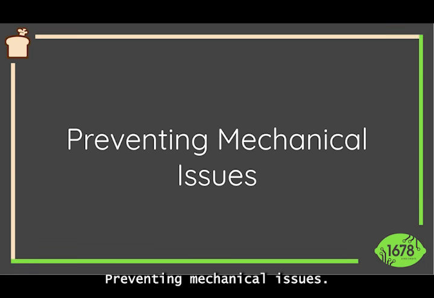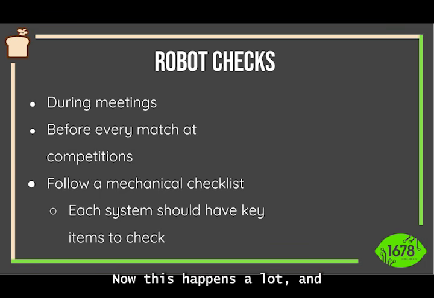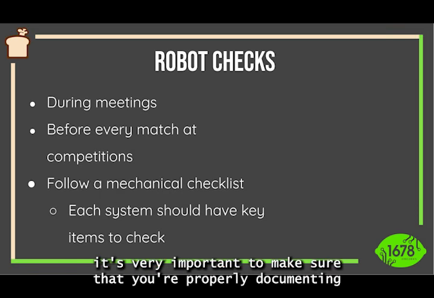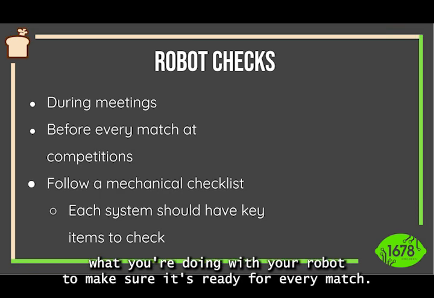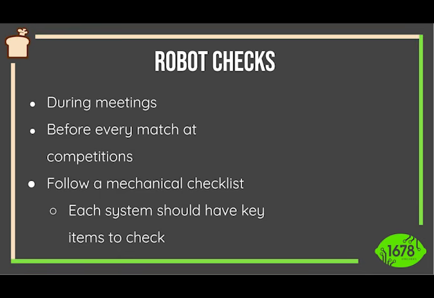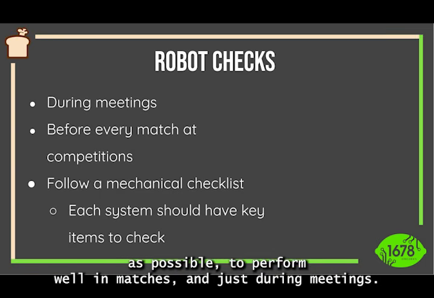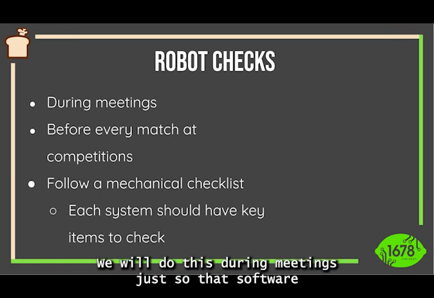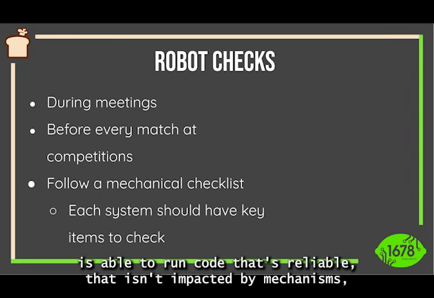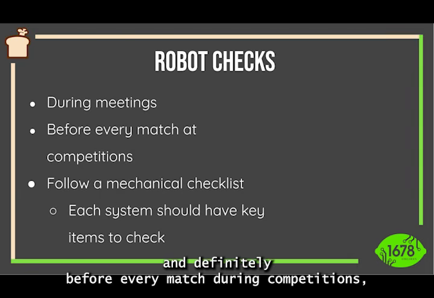Preventing mechanical issues. Next. Now, this happens a lot, and it's very important to make sure that you're properly documenting what you're doing with your robot to make sure that it's ready for every match. The goal for mechanical checks is to have the robot as physically ready as possible to perform well in matches and just during meetings. We will do this during meetings just so that software is able to run code that's reliable, that isn't impacted by mechanisms, and definitely before every match during competitions.